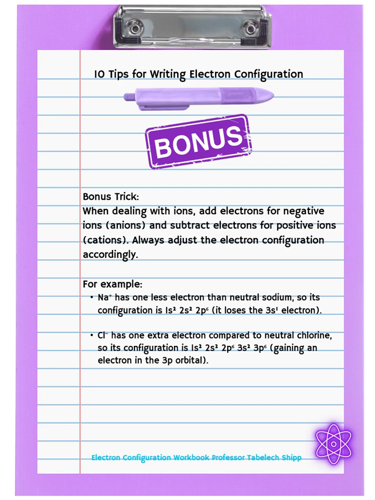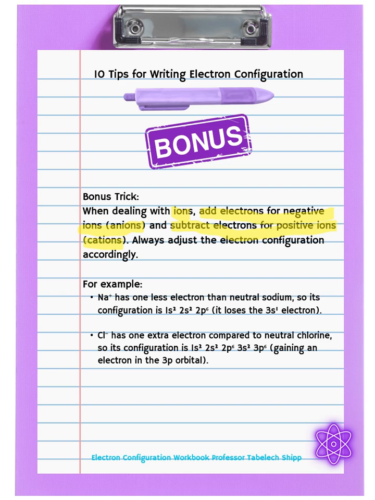Here's your bonus tip. When you're dealing with ions, you want to add electrons for negative ions, meaning anions, and you're going to subtract electrons for positive ions, meaning cations. Always adjust the electronic configuration accordingly. So I'm going to say this again. When you're dealing with ions, can y'all say ions? Good, there you go. You're going to add electrons for negative ions, so those that are negatively charged, you're going to add that number. And if you have a positively charged cation, you're going to subtract those electrons. And I'm going to show you an example right now.